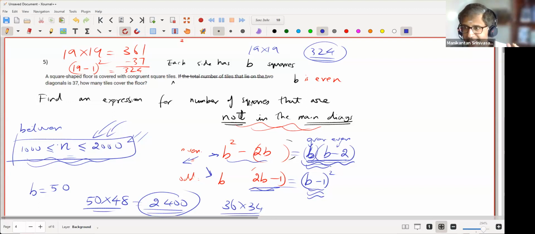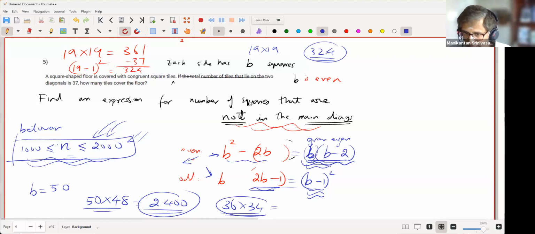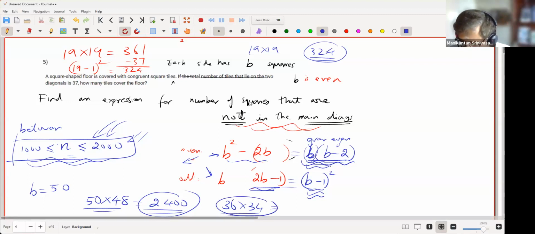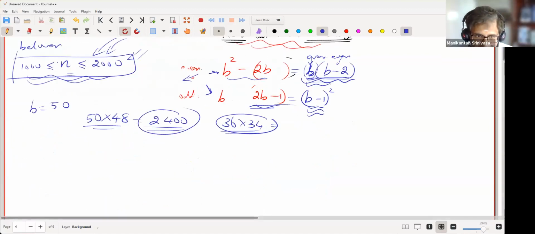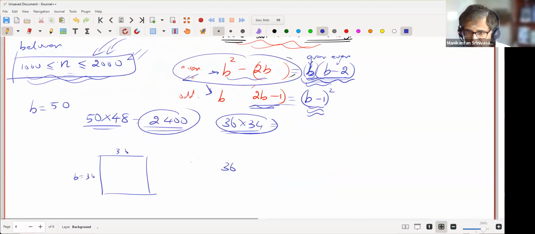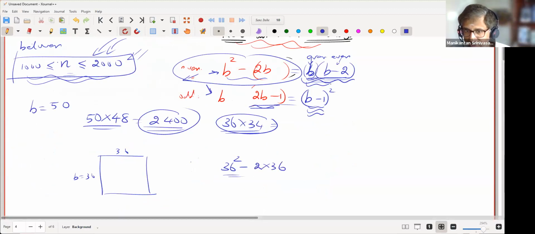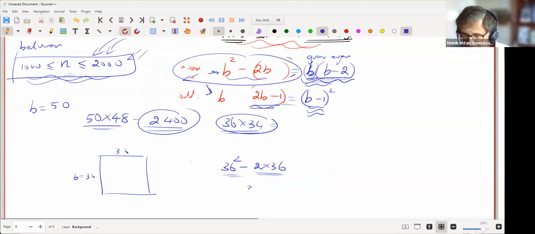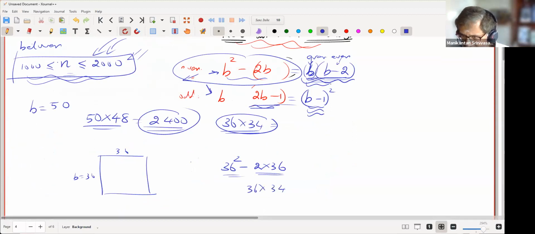For a 36 by 36 grid, the number of squares which will not be in the main diagonal will work out to be 36 into 34. Are you with me? No, sir, I didn't understand. Okay, if it is a 36 by 36 grid, b is 36, correct? We had derived an expression that if b is an even number, the number of squares which will not be in the main diagonal will be 36 square minus 2 times 36, correct? Which is 36 into 34, correct?